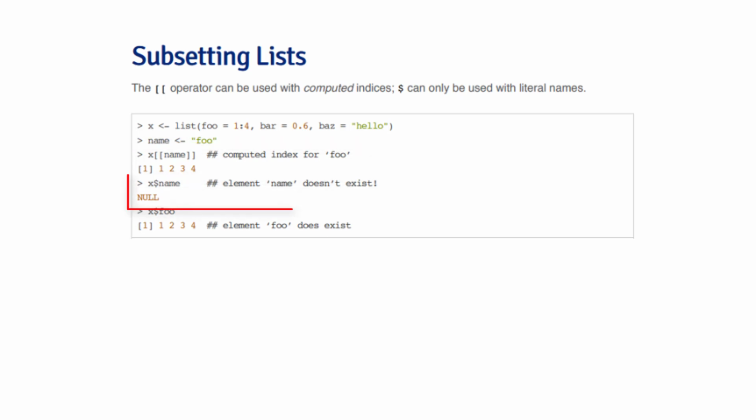If I use the dollar sign, then it's going to literally look for an element of the list that has the word name associated with it, and that of course doesn't exist in this list. So to use the dollar sign, I need to use a literal symbol.